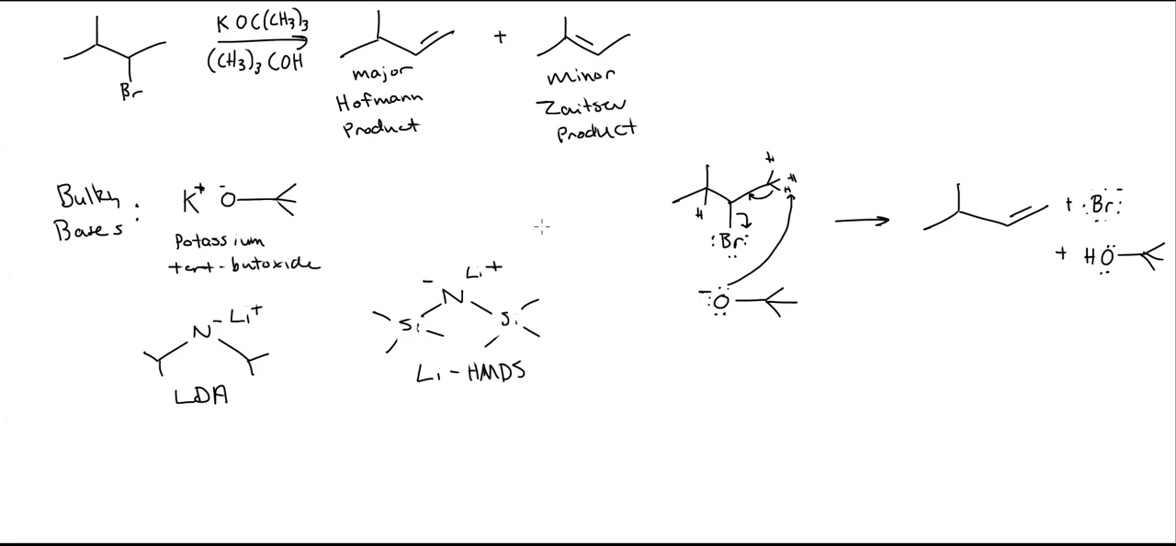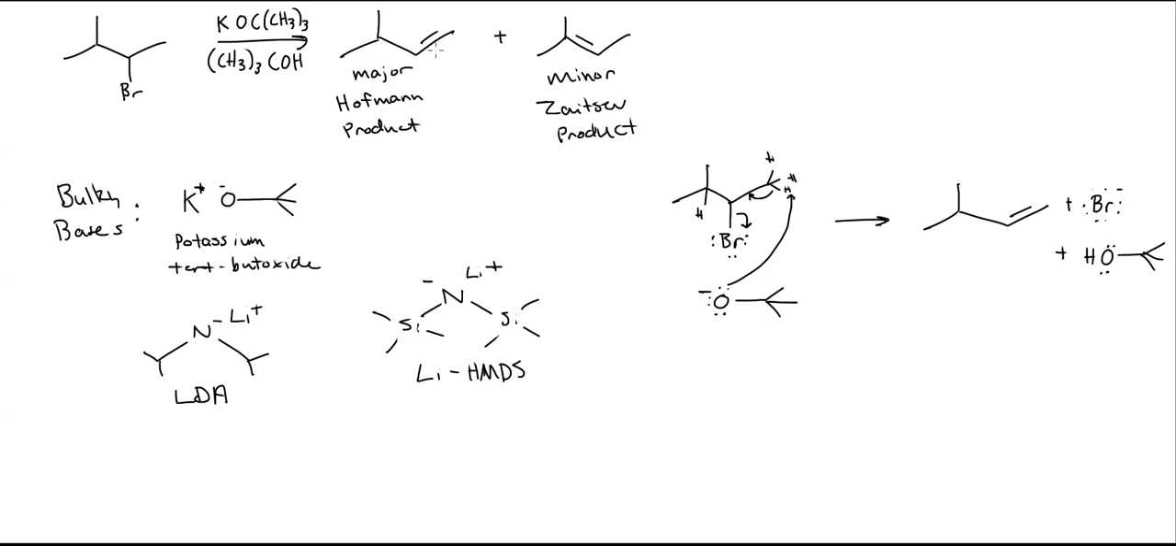Okay. So basically what I'm trying to get across is that if I use a regular base that is not bulky, so if I use any base other than these three, if I'm not using potassium tert-butoxide, LDA, or LiHMDS, then I get the Zaitsev product as the major product. I get the more substituted alkene as the major product, because the smaller bases have no problem going in there and getting the hydrogen that has more stuff around it, right? However, if I use a bulky base like potassium tert-butoxide, LDA or LiHMDS, then I'm going to get the Hofmann product as the major product.